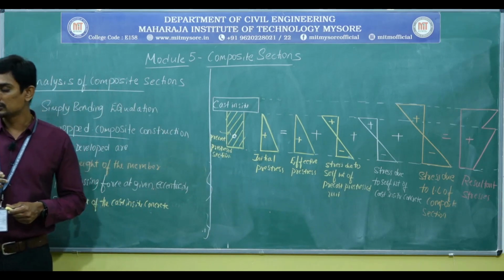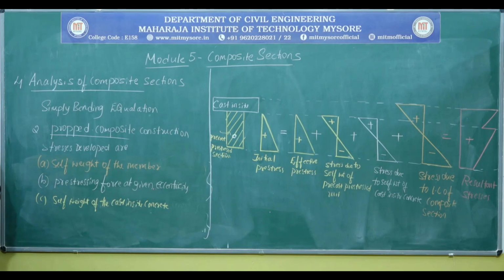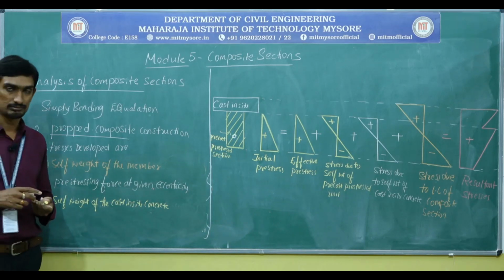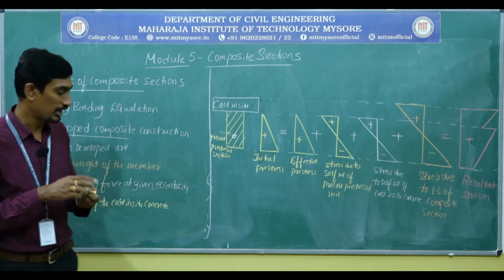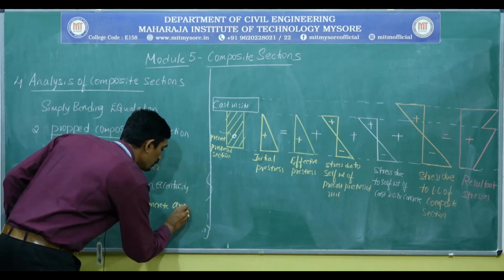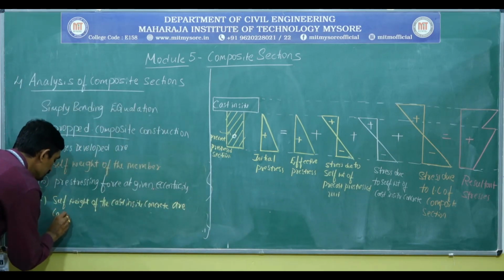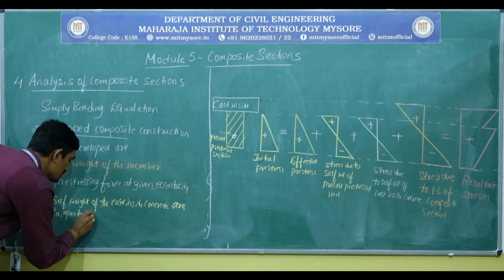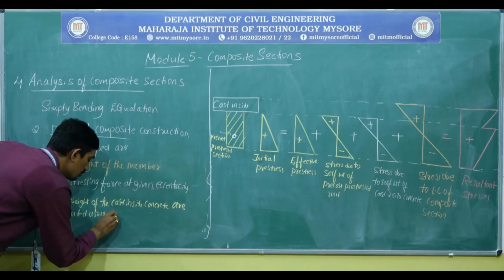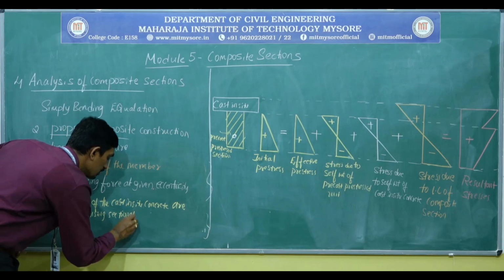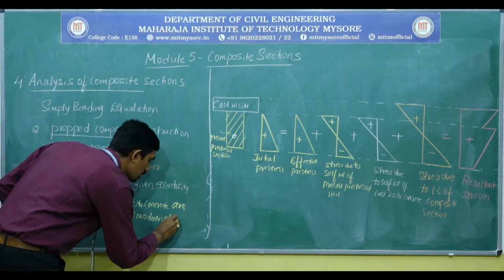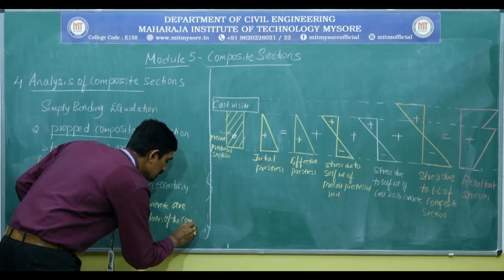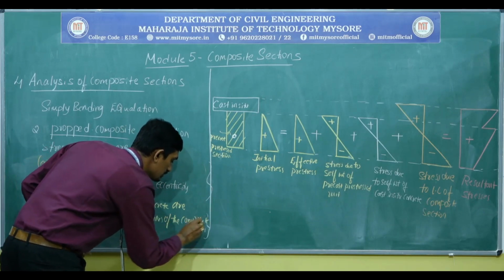So that is why the stresses developed due to the self-weight of the cast in situ concrete are computed using the sectional modulus of the composite section. I will write down: are computed using sectional modulus of the composite section.